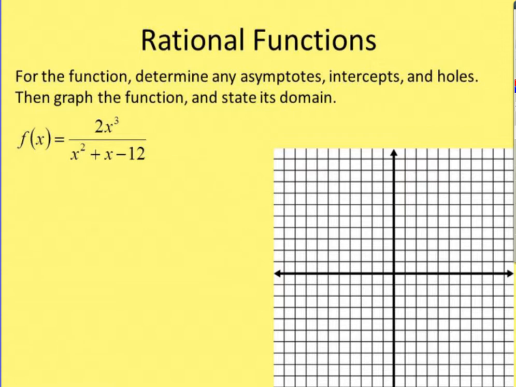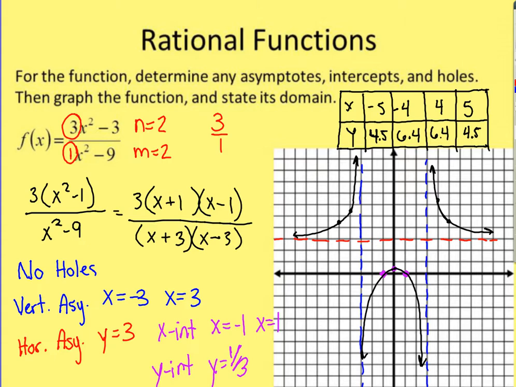On this function, we do need to factor out the denominator first. Hold on, we need to go back for 1 second. We forgot to state the domain on this problem. So if we state the domain, remember it cannot be any holes or any vertical asymptotes. So our domain in this case will be x cannot equal -3 and x cannot equal 3.